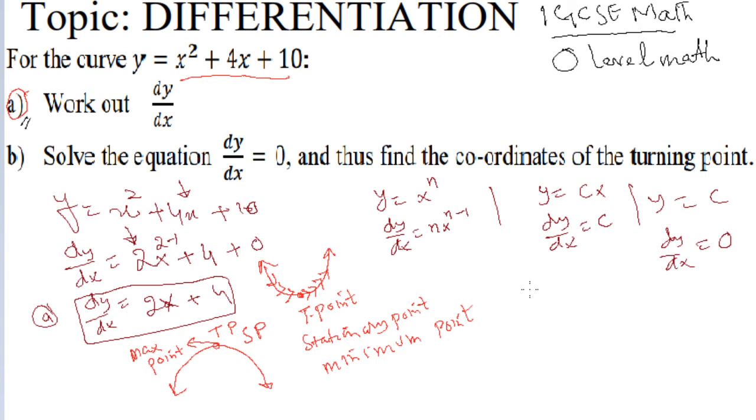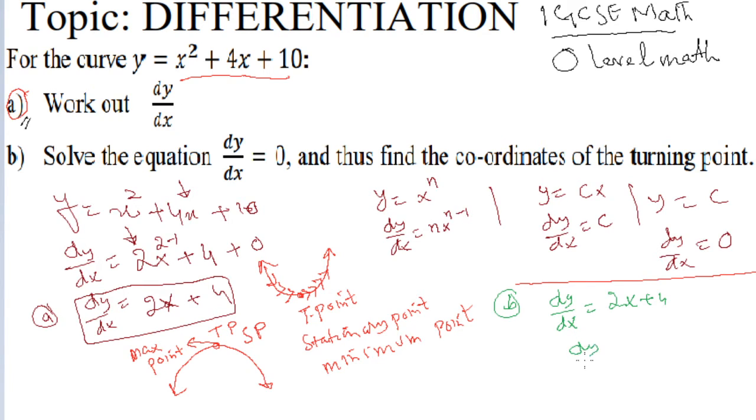Remember, turning point we can find very easily. Part B. I'm just making a small line here to differentiate both parts. Part B. For turning point, they say solve dy dx equal to 0. So first of all, write dy dx here, which is 2x plus 4. Now they say solve dy dx equal to 0.